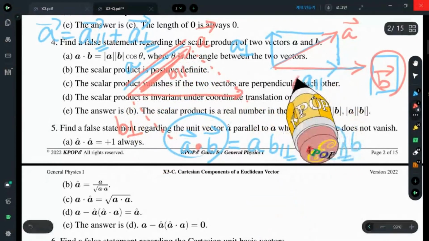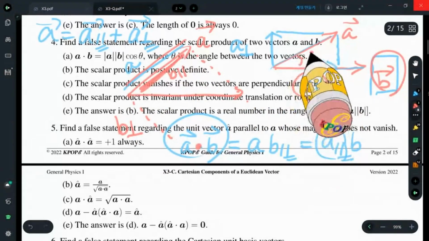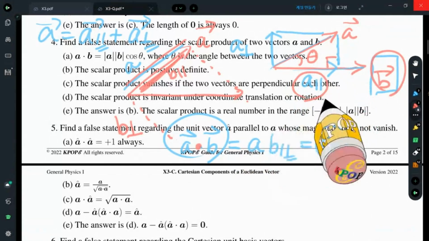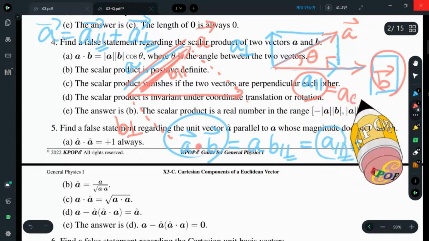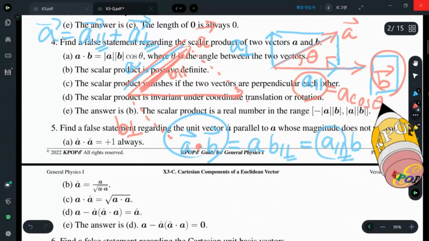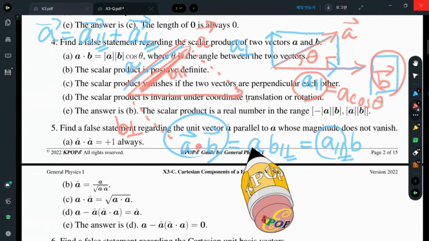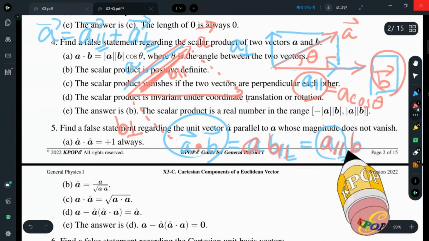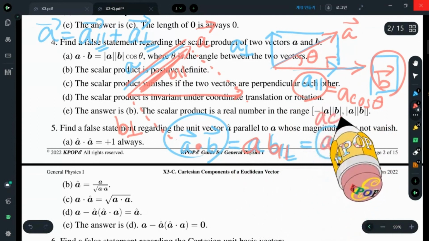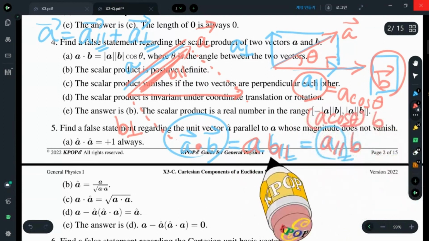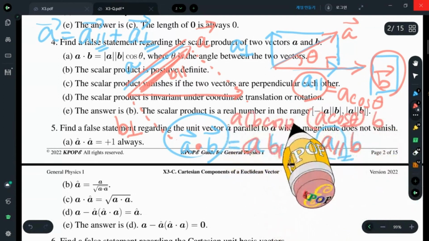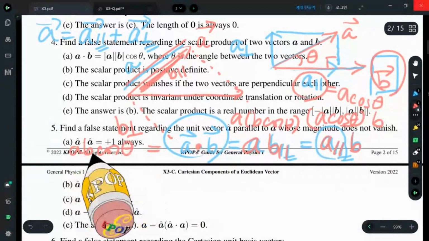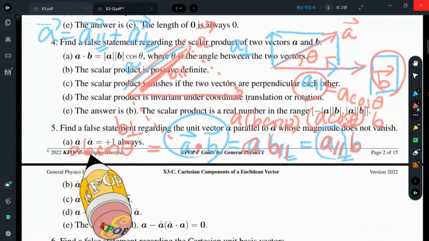Because we just collect this parallel component, and this theta is given here, we can always make a right triangle, and this parallel component is A cosine theta. A middle school student can compute this. So A multiplied by B parallel, or A parallel times B, is A times A cosine theta times B, or A B cosine theta. Either way, it is always A times B times cosine theta, where A and B are the magnitudes of the two vectors.